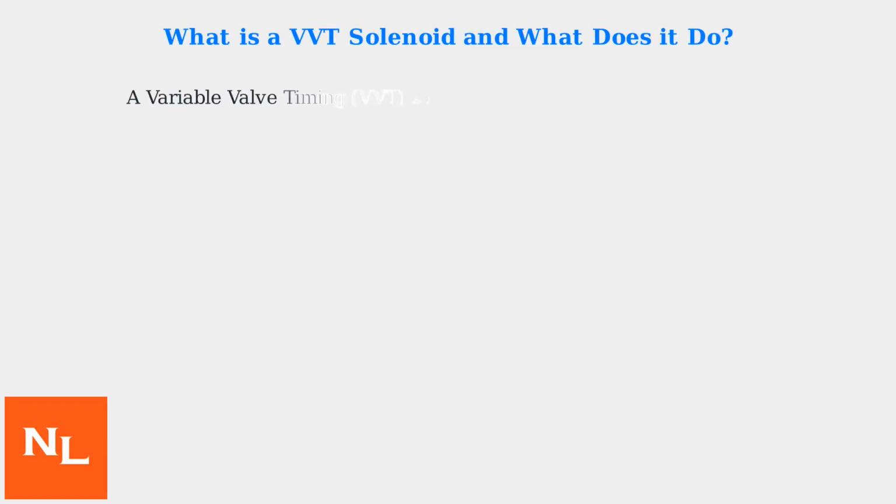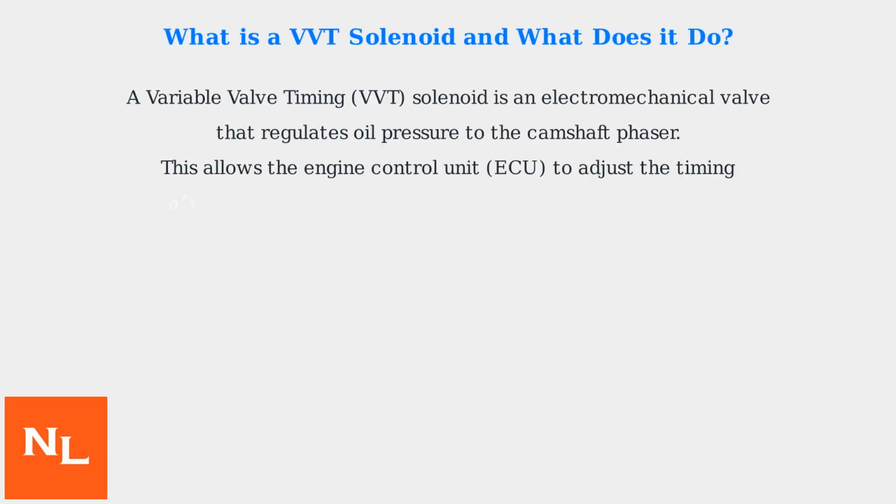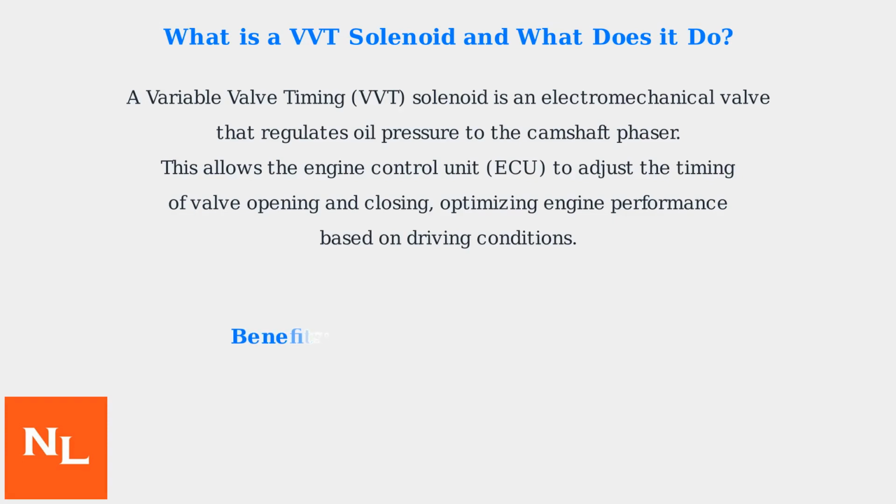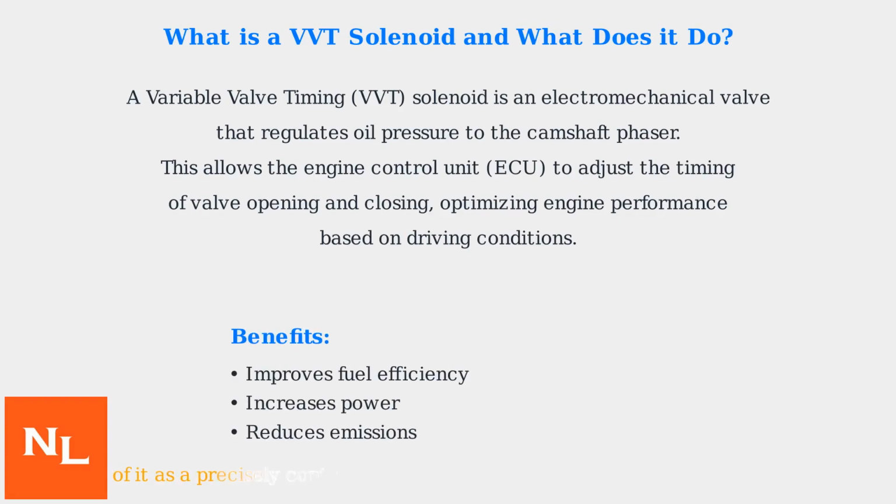A variable valve timing, or VVT solenoid, is an electromechanical valve that regulates oil pressure to the camshaft phaser. This allows the engine control unit to adjust the timing of valve opening and closing, optimizing engine performance based on driving conditions. VVT improves fuel efficiency, increases power, and reduces emissions. Think of it as a precisely controlled oil valve that changes when your engine valves open and close.